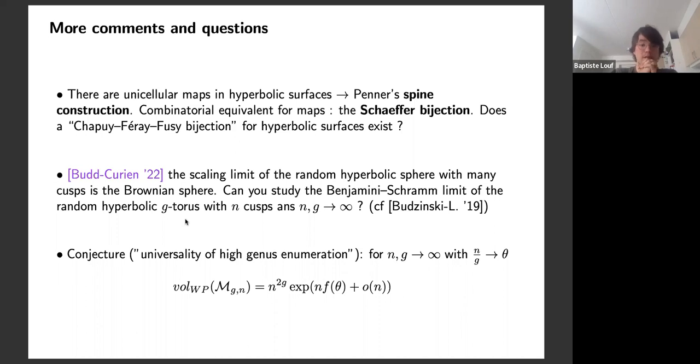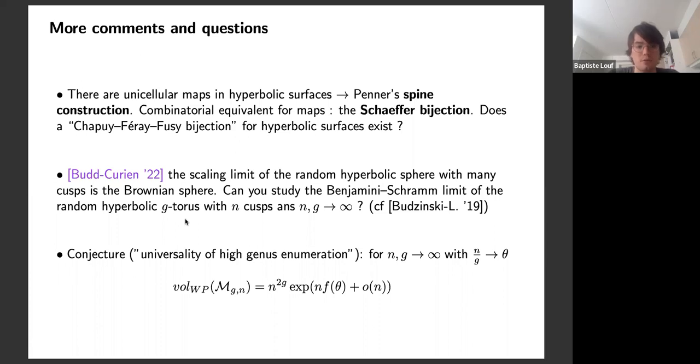Also on the universality topic, Timothy Budd and Nicolas Curien proved a very nice result: if you take the hyperbolic sphere, now a hyperbolic sphere with many cusps, so many spikes, and you let the number of spikes go to infinity, then in the scaling limit you recover the Brownian sphere, exactly the same as the maps. So that's one result of limiting behavior.